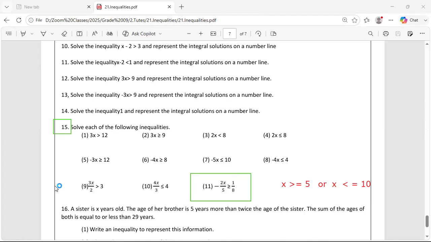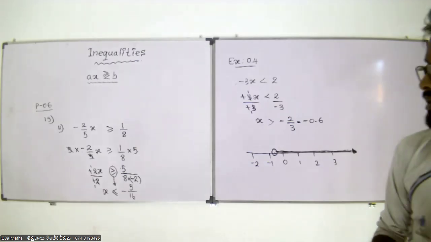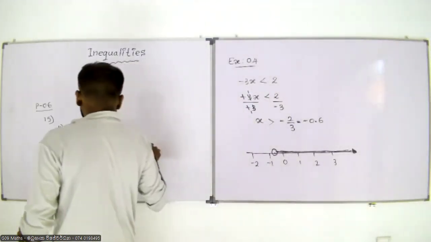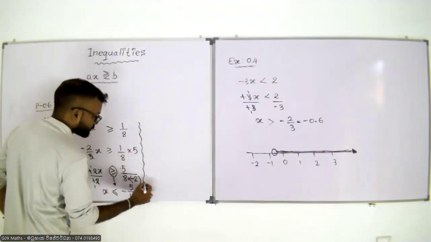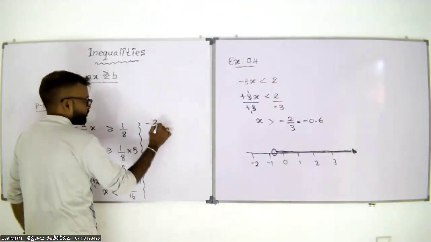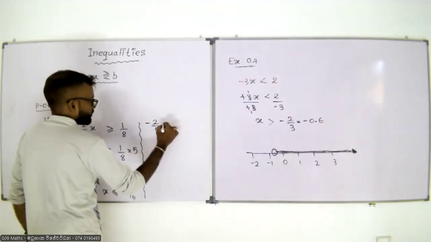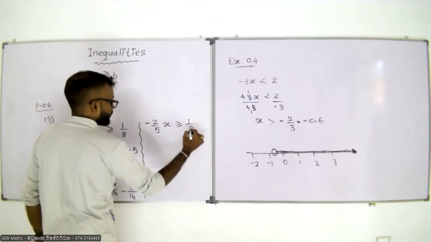Yes, I will explain. So when it comes to here, I will do it again. Only I will run it now. Here, I will do the same thing again. So negative 2 divided by 5, x greater than or equal to 1 upon 8.